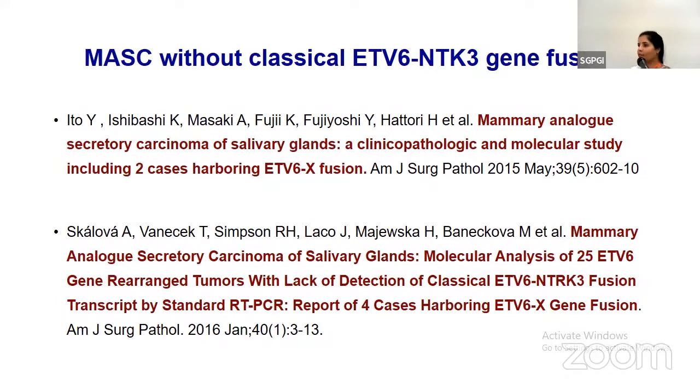Now, since we don't have the probe for NTRK1 and 2, that has not been evaluated, but this is an unusual case, not only in terms of a rare entity, but also in terms of absence of the classical genetic abnormality, which we intended to document. Thank you.